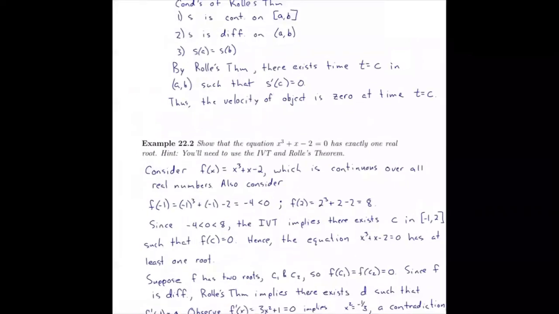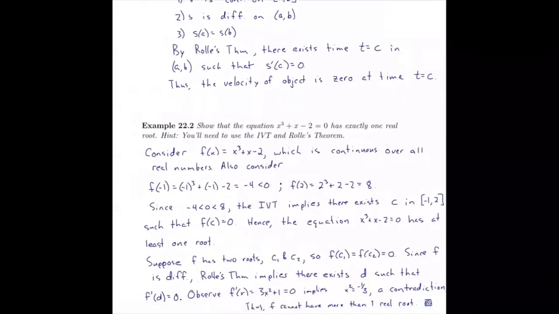Another use of this is more mathematical and less of a modeling situation. Show that the equation x cubed plus x minus 2 equals 0 has exactly one real root. The hint here is you'll need to use the intermediate value theorem as well as Rolle's theorem. One real root. Well, we remember this about cubic polynomials.